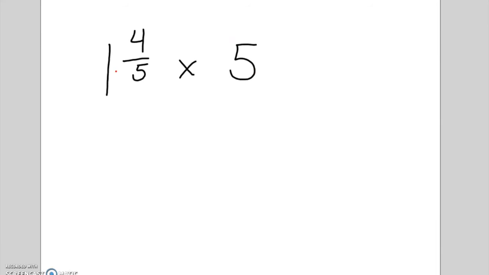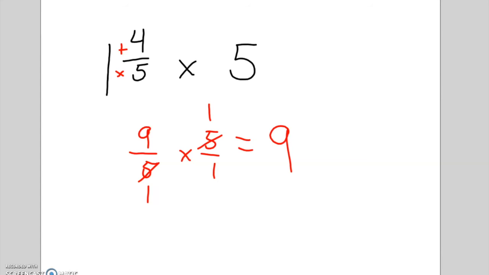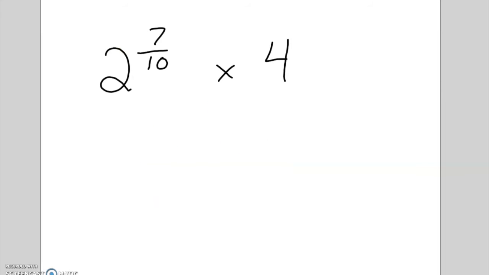All right. Times plus, 9 over 5 times 5 over 1. 5 goes into 5 once. 5 goes into 5 once. Equals 9, or 9 over 1, right? Okay. I'll give you a hint. You can simplify before you multiply in this one too. So go ahead and push play when you have it.